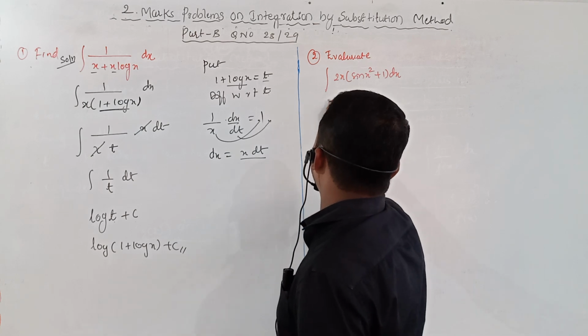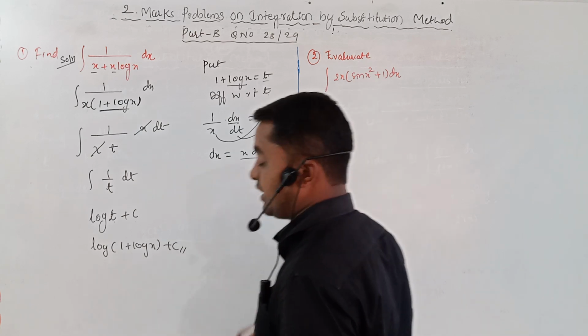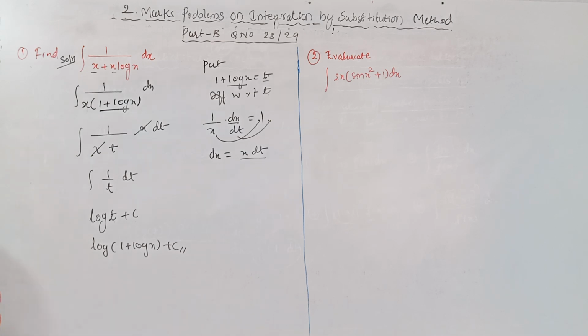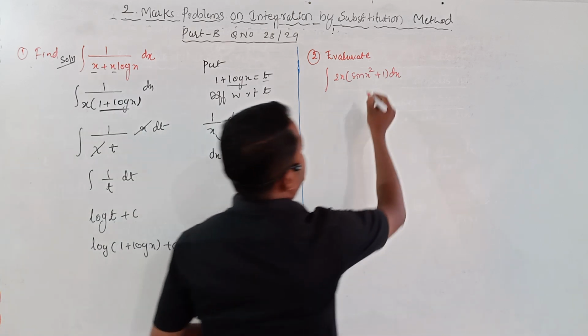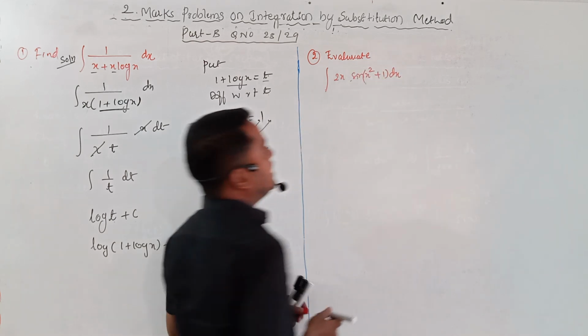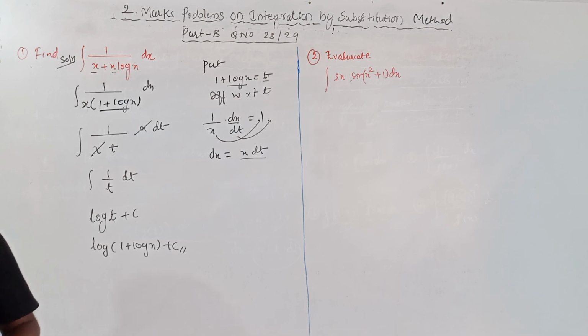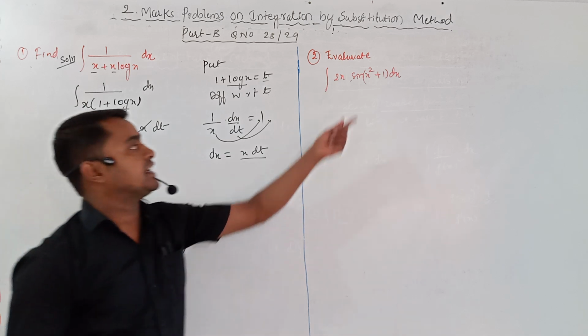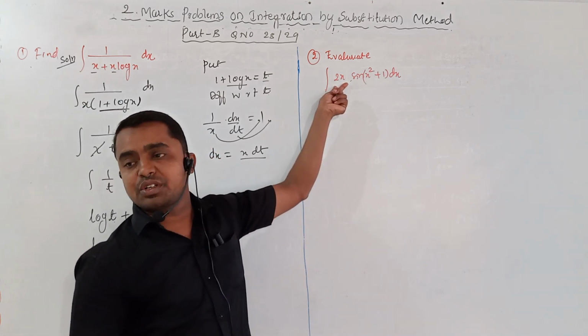Now come to this one. See here. Integration of 2x into the bracket sin of x square plus 1 dx. So write the bracket here, x square plus 1. Sin of x square plus 1 dx. Now where is the derivative of x square? It is 2x. This is the function x square plus 1, and its derivative is 2x.